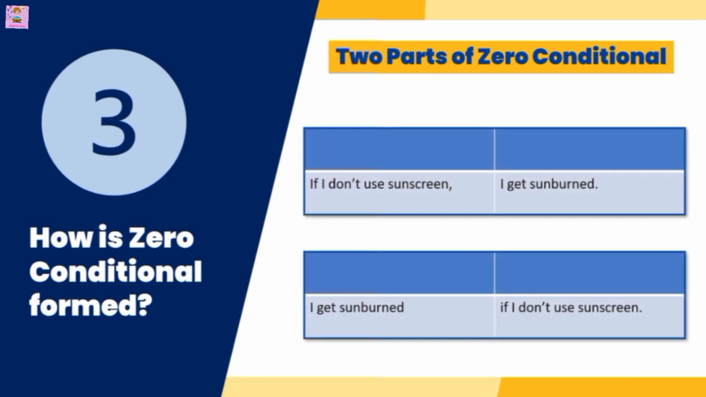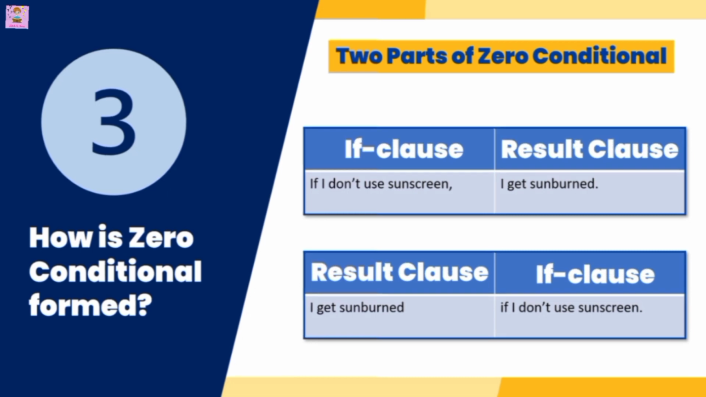Can we swap the if clause and the result clause? Yes. In the original sentence, we start with the if clause and then we add a result clause. When you do it this way, you need to use a comma before the result clause. However, if you put the result clause first and then the if clause, you don't need a comma.